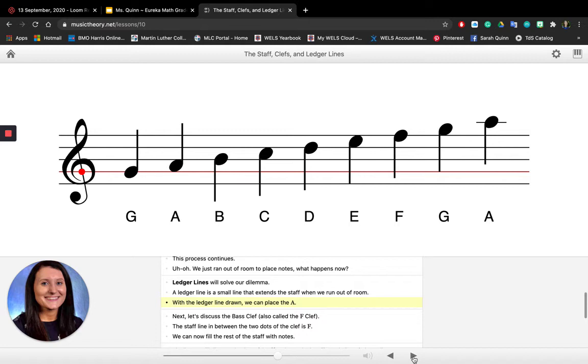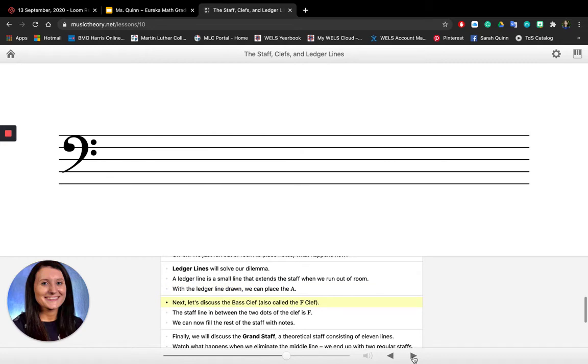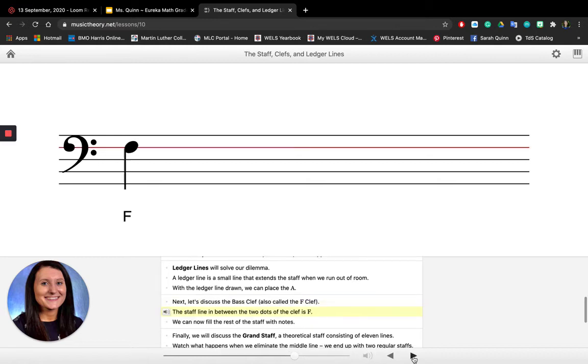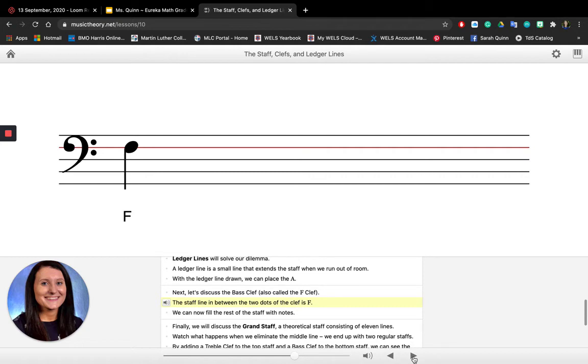All right, now we're going to discuss the bass clef, which is also sometimes known as the F clef. The staff line in between the 2 dots of the clef is F. So now we can fill the rest of the staff with notes.